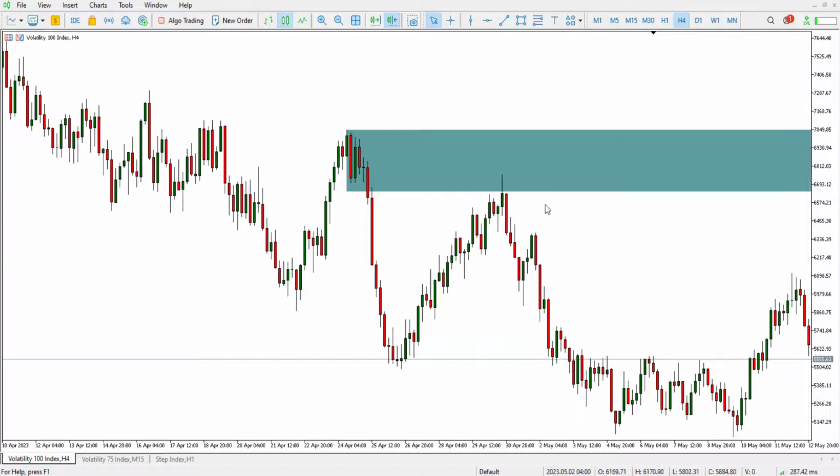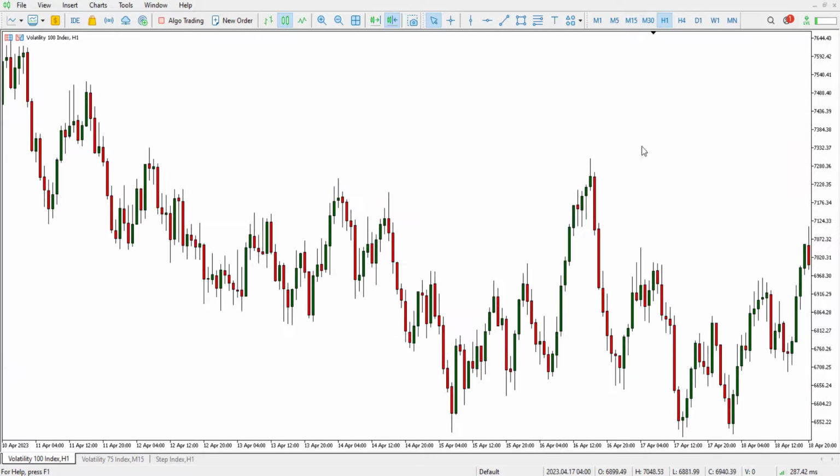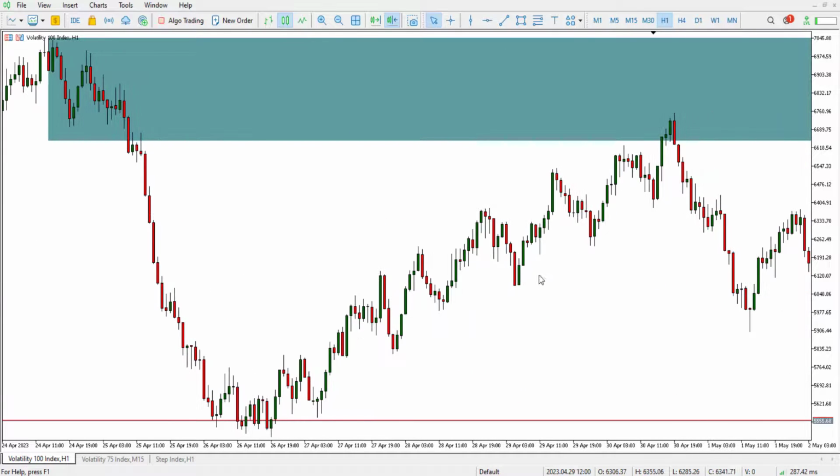Where is it? I'm not seeing it clearly, and that is why I drop down to the 1 hour time frame so I can see this clear movement. So let's look at this entry right here, either this one, once we see a break of structure and another break of structure right here, synthetic indices.